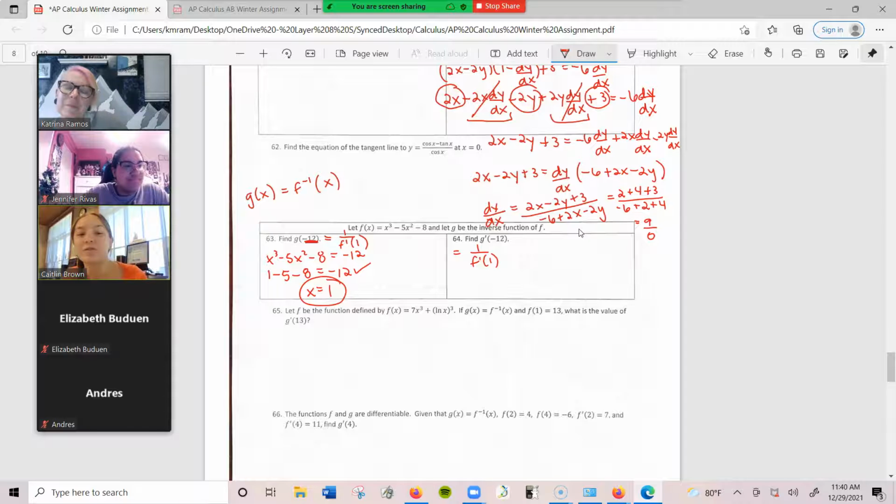I know it's because they like to change, instead of using the inverse notation, they like to say g is the inverse of that. But it might be helpful if you see it like this. g prime of negative 12 is saying f inverse of negative 12, prime, right? This is the exact same thing, which is going to equal 1 over f prime of the value that we got, which is the 1.